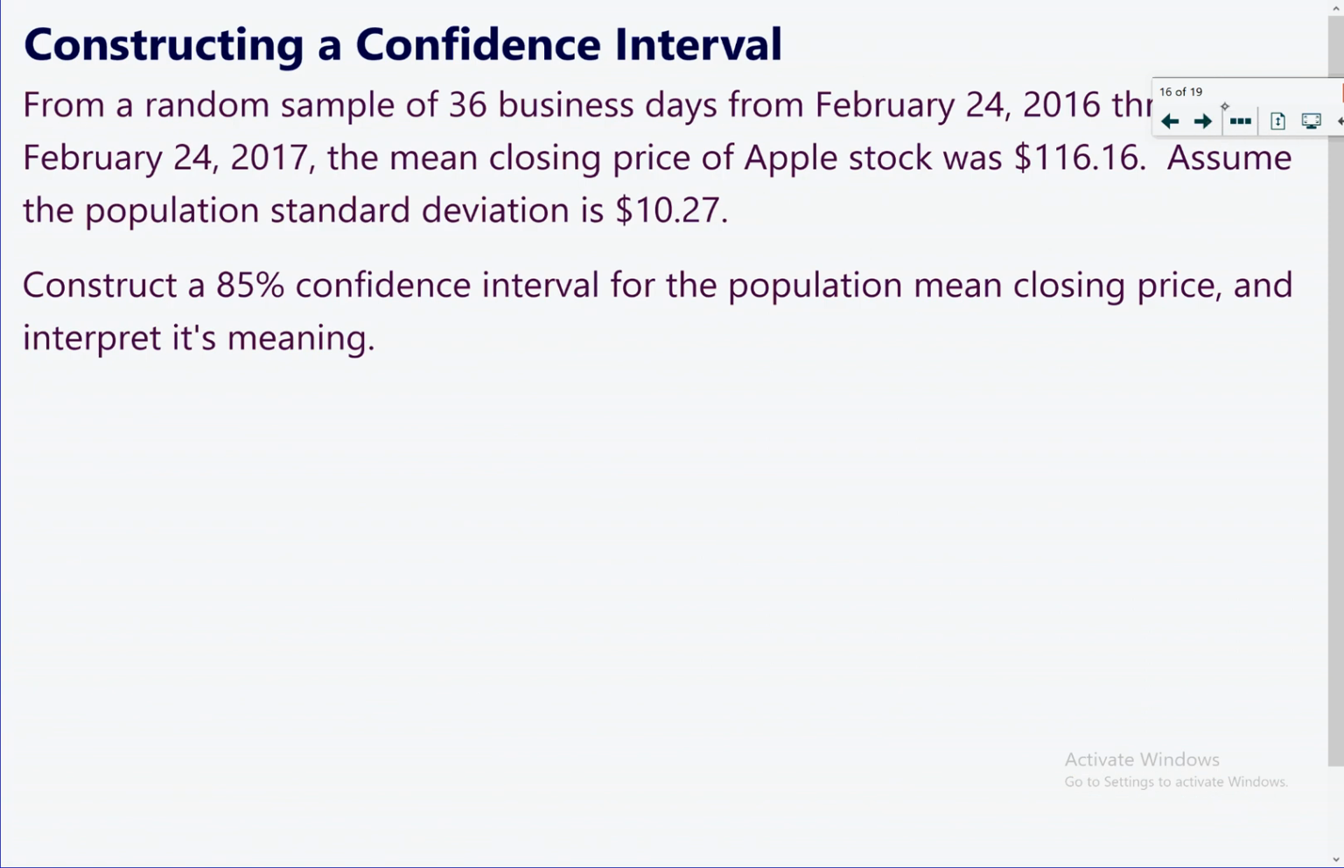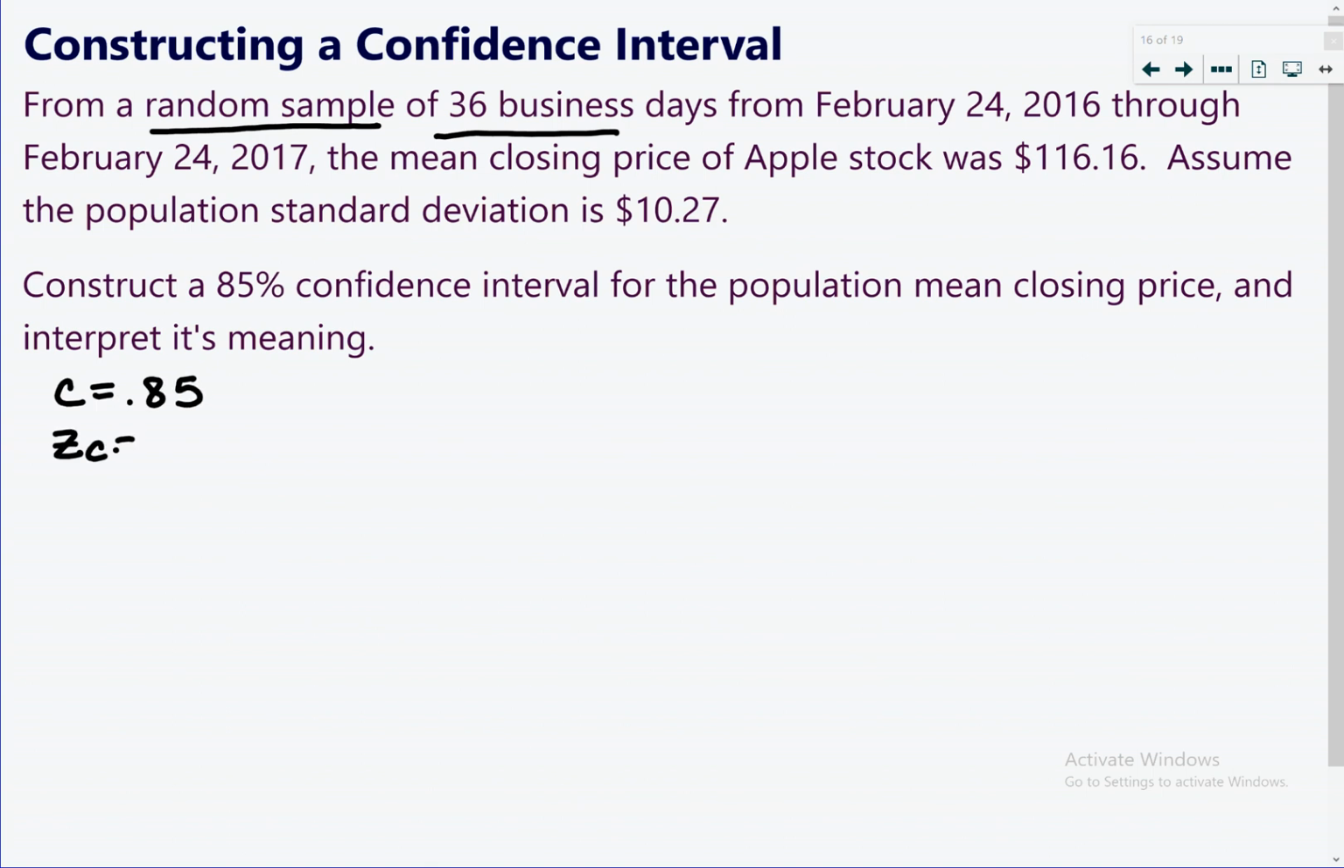All right, it says from a random sample of 36 business days, February 24th, 2016 through 2017, the mean closing price of Apple stock was $116.16. Assuming the population standard deviation was 1027, construct an 85% confidence interval for the population mean closing price and interpret its meaning. Okay, so it's a random sample, check. My n is greater than 30, check, so I can do the problem. Confidence level, my C is 0.85. The next thing I should be able to get from that is a critical value of Z. Okay, and this is an example of one that is not on the chart for us.